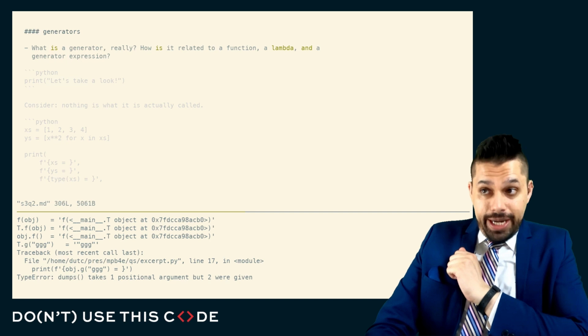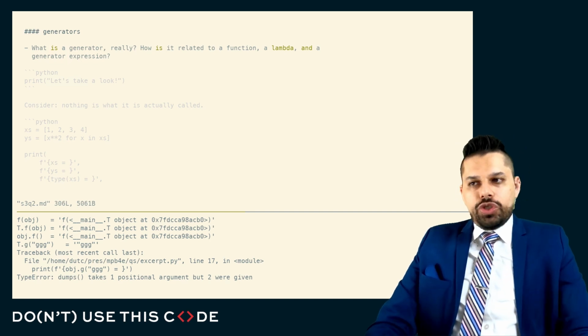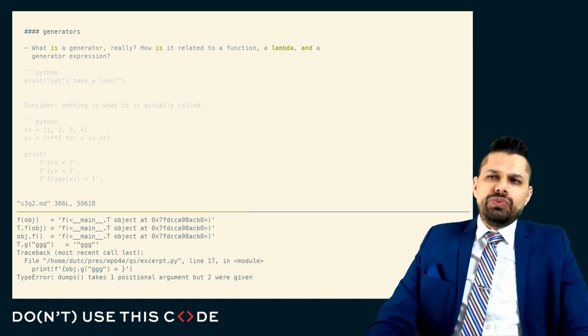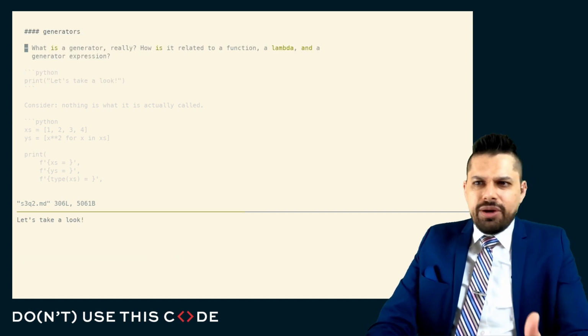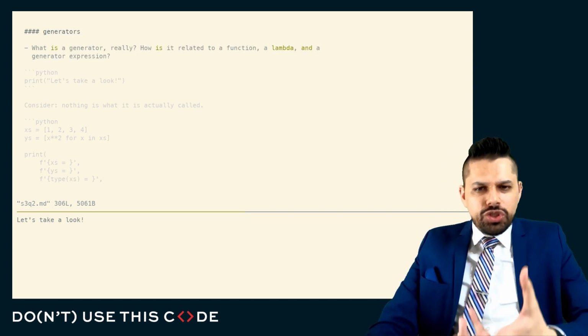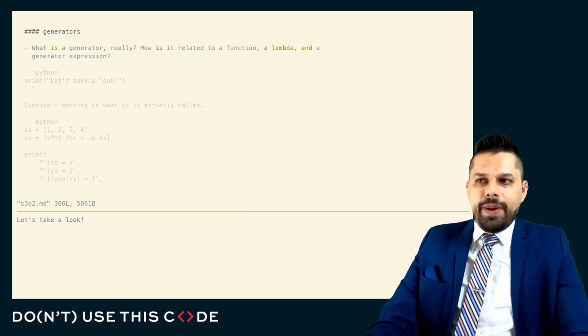Let's take a look at our next question. And in this question, I want to answer for you, what is a generator really? How is it related to functions? How is it related to lambdas? How is it related to generator expressions? What are the underlying mechanics of the Python generator?